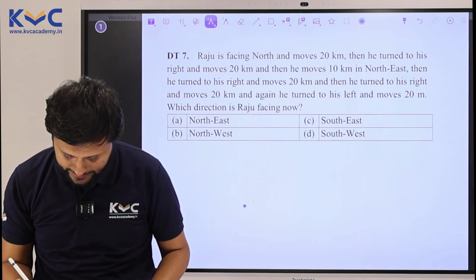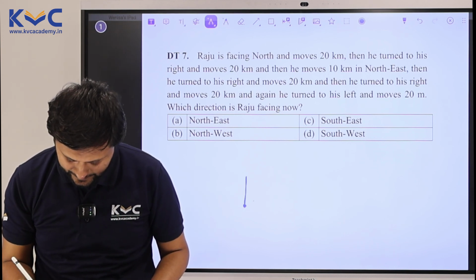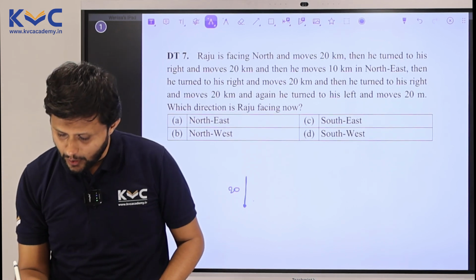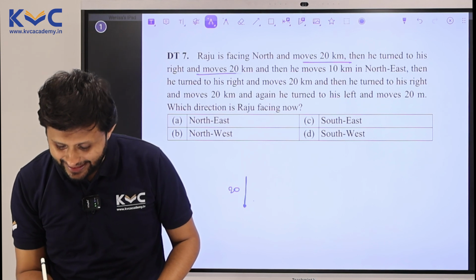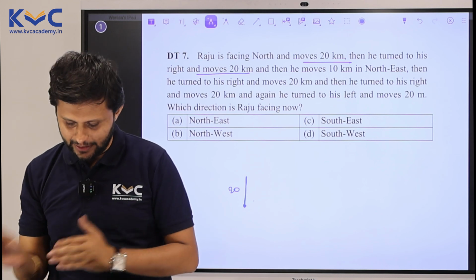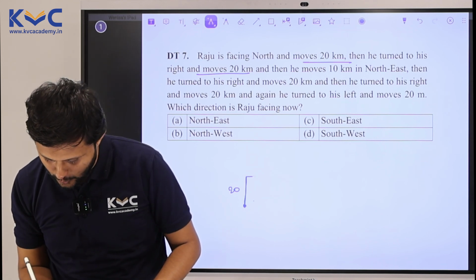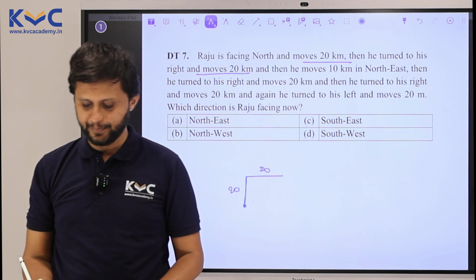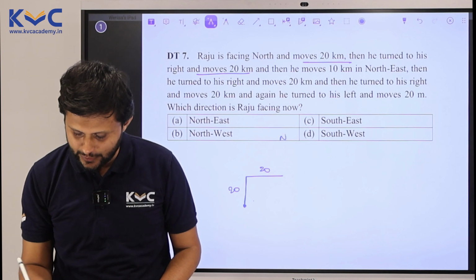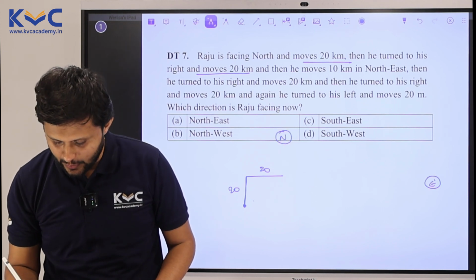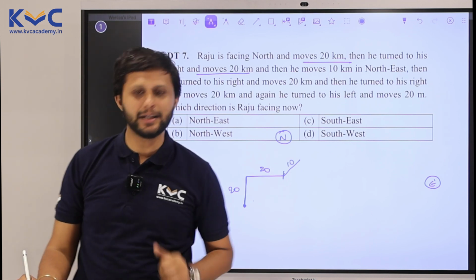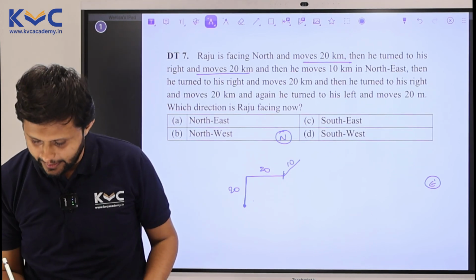He's starting towards north side. Okay. Let this be 20 kilometers, not required. And then what does he do? After that, he turned to his right. He turns to his right. When you're facing north, right is right side only. So 20 kilometers, again he goes same length of line. Fine. And then he moves 10 kilometers in northeast. This is north, this is east, correct? So a slant line, 45-degree line, this is a 10 towards northeast direction till you're done.